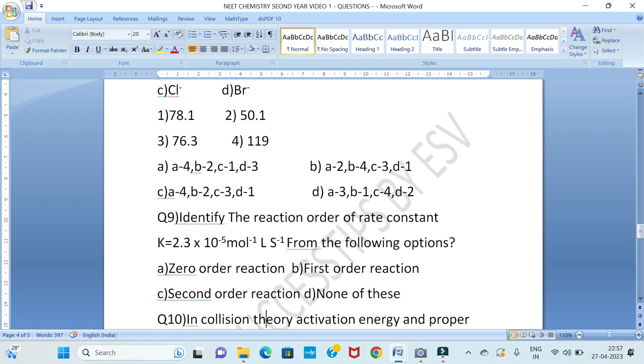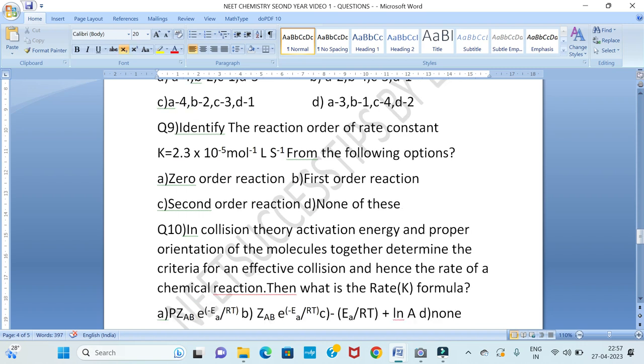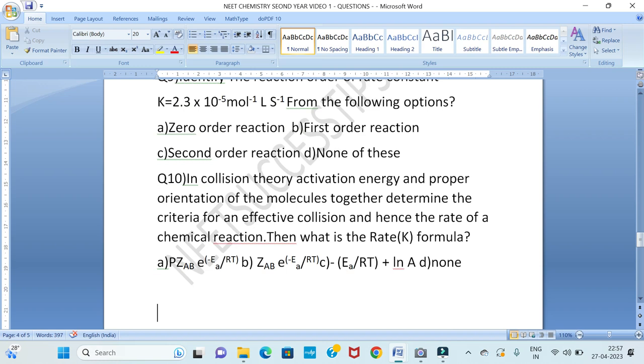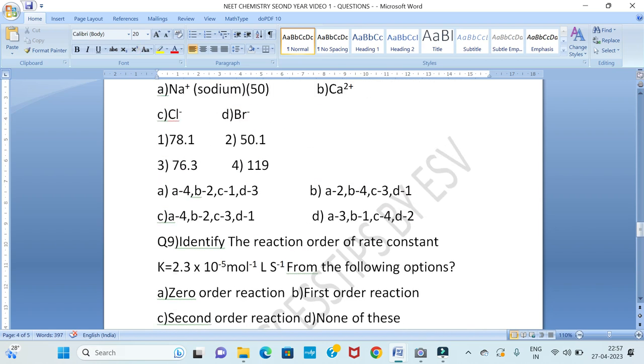Next question. Identify the reaction order of rate constant K from the following options.